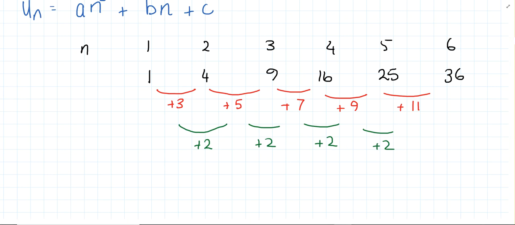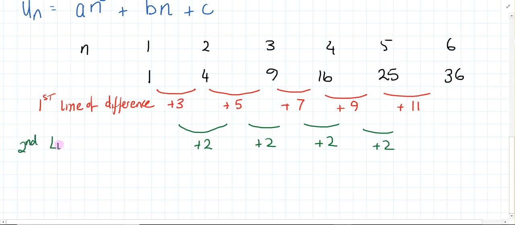So in an arithmetic or a linear sequence, that first set of differences, and actually I'm going to give it a name, it's the first line of difference. Okay? In an arithmetic one, the first line of difference is common. But in a quadratic, the second line of difference is the same. Okay? And in this case, it's plus 2.